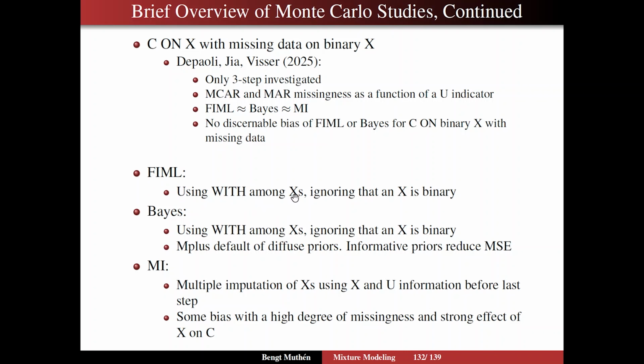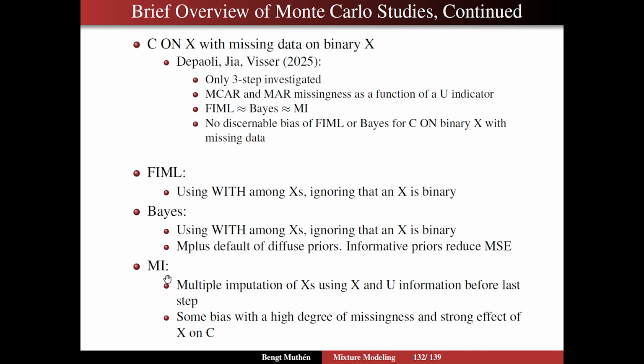FIML uses width among the X's, ignoring that X is binary, and the way they did Bayes was the same way. They use the Mplus default, diffuse priors, that is uninformative priors. Using informative priors, of course, reduces the mean square error if you have any information about what is a reasonable prior, which you often don't have, but sometimes you do.